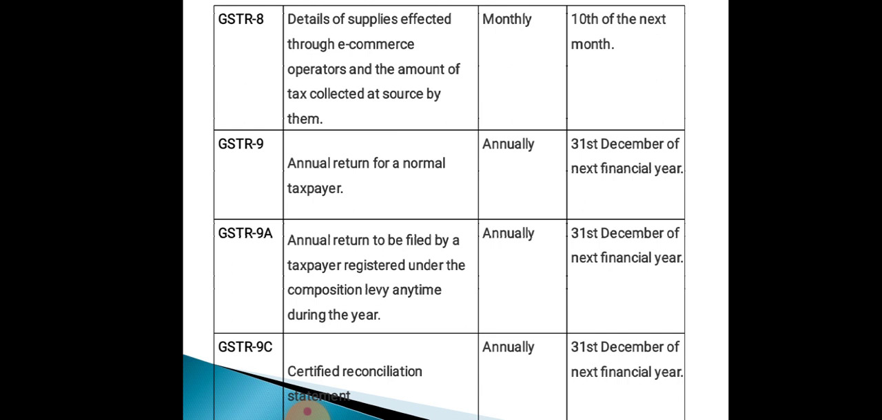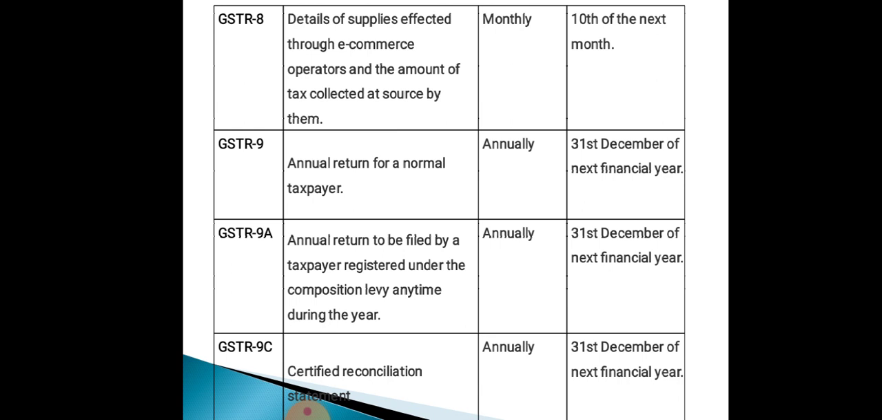Who classifies as an e-commerce operator? An e-commerce operator is a person who owns or manages the digital or electronic facility or platform for electronic commerce, such as Amazon, Flipkart, etc. Why is GST return 8 important? GST return 8 shows the details of supplies affected through the e-commerce platform and the amount of tax collected at source on such supplies.